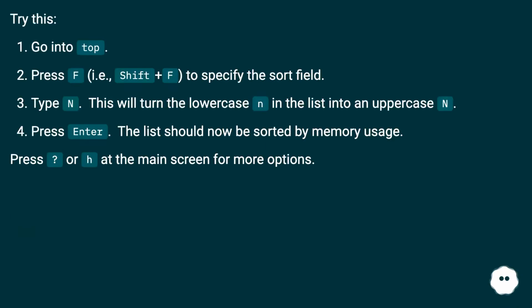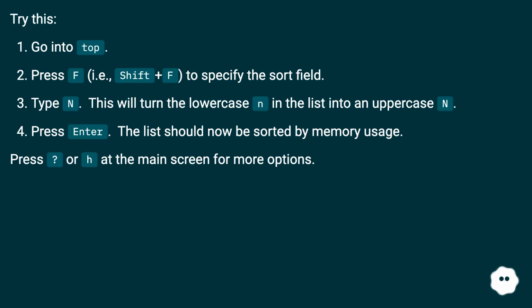Try this. Go into top. Press F, i.e., Shift plus F, to specify the sort field. Type N. This will turn the lowercase n in the list into an uppercase N. Press Enter. The list should now be sorted by memory usage.